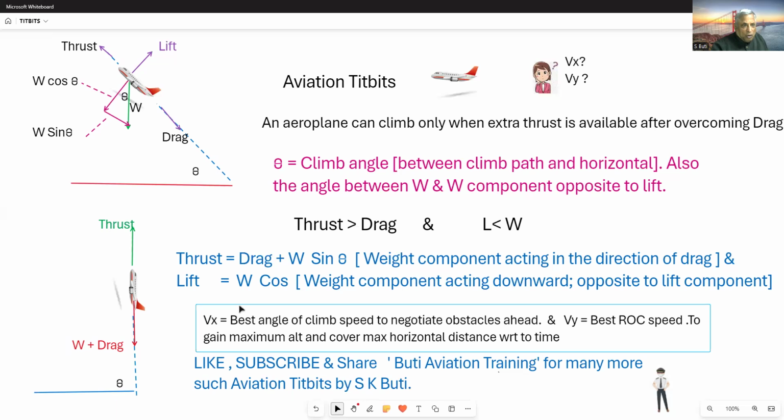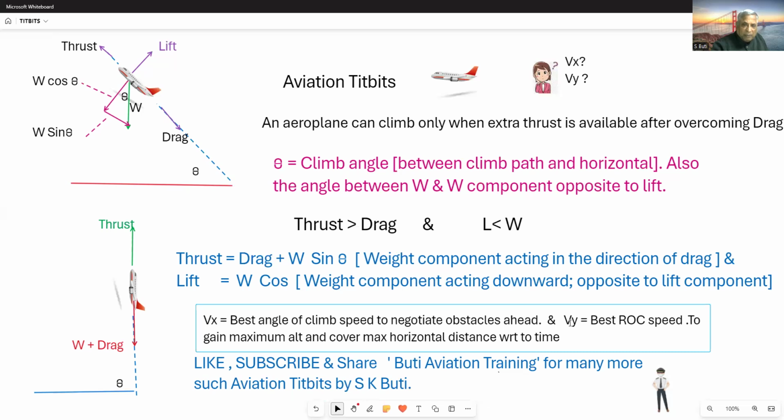Right. For climbing, there are two types of speeds given in your aeroplane flight manual. Vx is the best angle of climb speed. This is in case there is an obstruction ahead. You can first clear the obstruction by climbing at Vx speed. In Vx, you cover minimum horizontal distance while doing your climb.